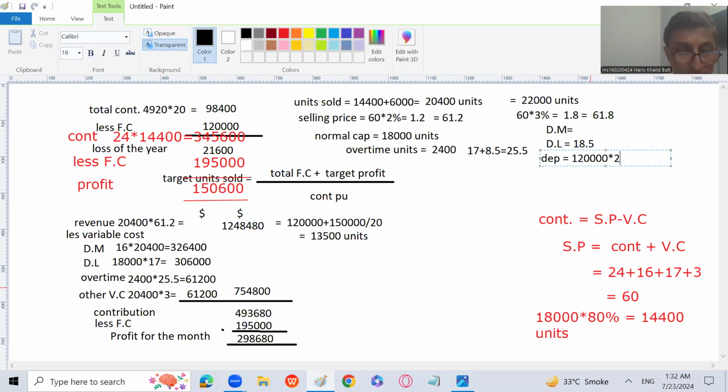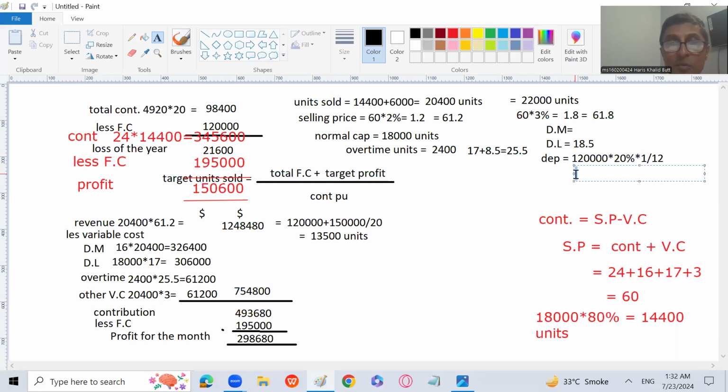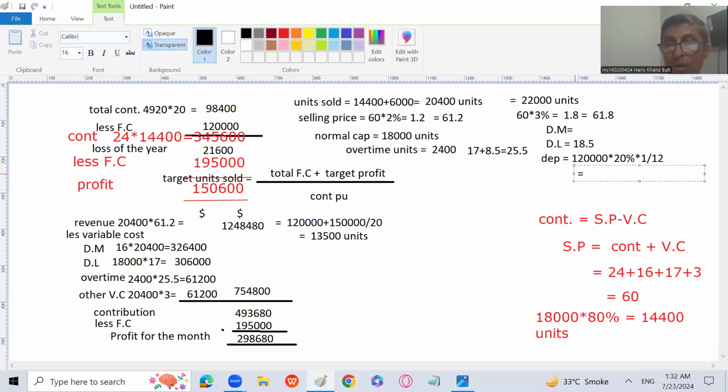Depreciation is 20% per annum. But we are going for the monthly calculation. So 1 by 12. Then we are able to find the depreciation on that particular amount. And the depreciation is going to be 2,000, right?